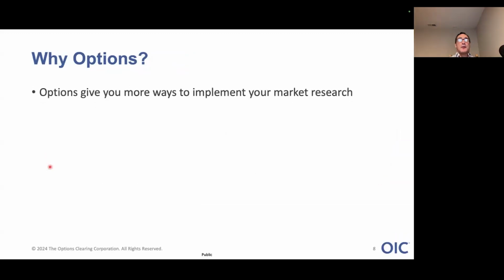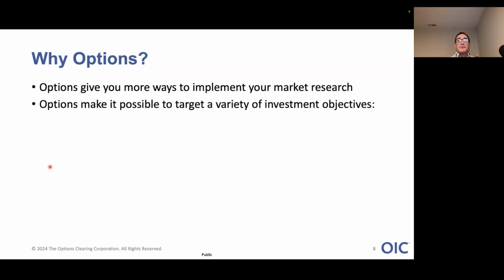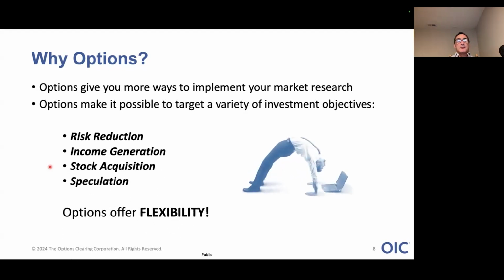So why options? Why do people trade options? Well, options give you a lot of different variety and ways to implement your forecasts, and it allows you to target a variety of investment objectives. Okay, so these are some of the ways that people use options. So people can use options to reduce risk. In other words, to hedge an existing position. If you have an overly large concentrated stock position in one particular issue, you can use options to hedge that risk. You can use options to hedge the risk of an individual portfolio.